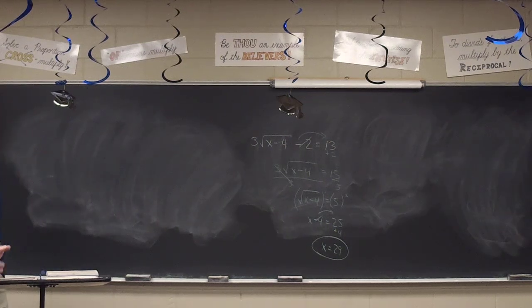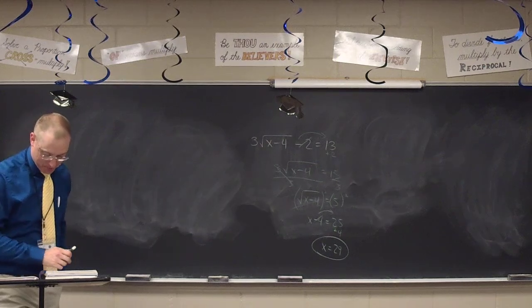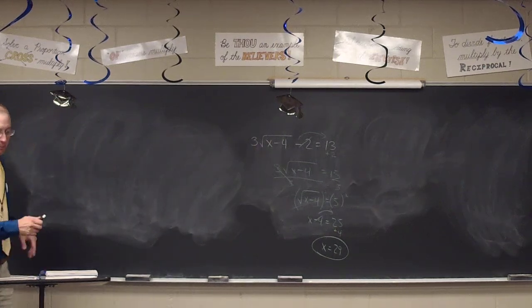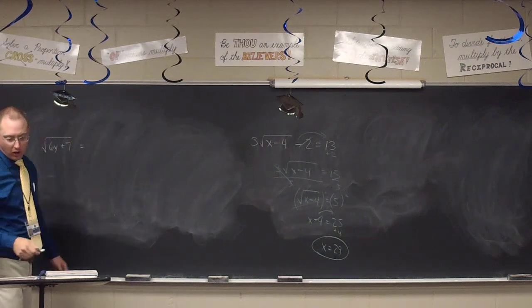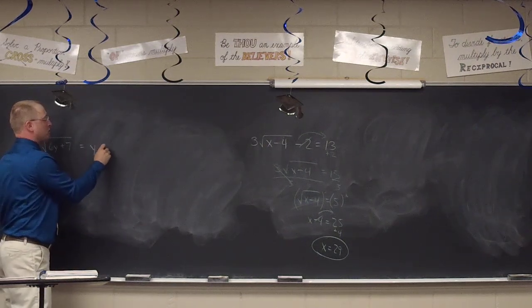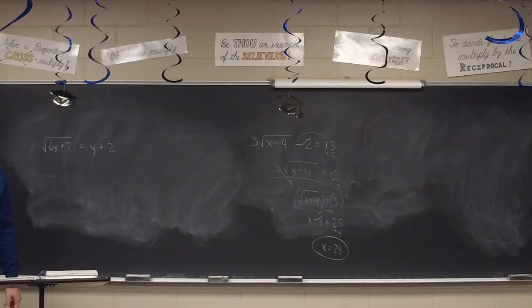Look back at page 302. Copy down number 20. The square root of 6y plus 7 equals y plus 2.